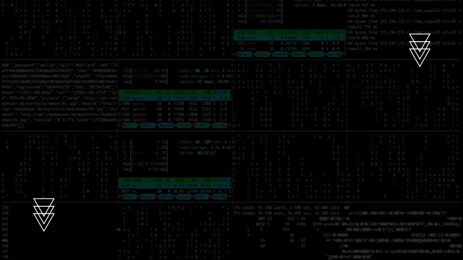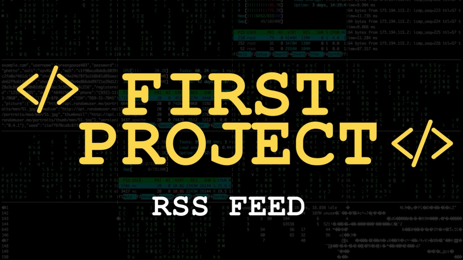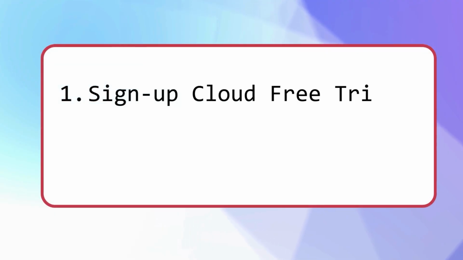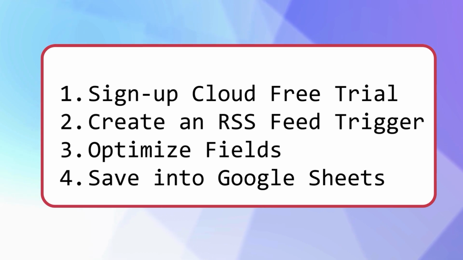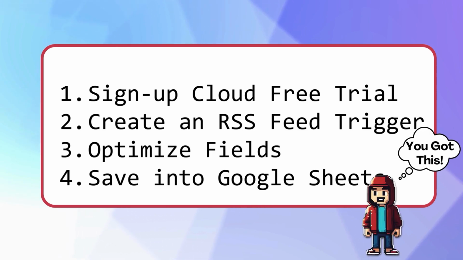And the best way to learn is to get started, which leads us into the first project, RSS Feed. We're going to really get your hands dirty with n8n workflows. We're going to learn how to sign up for a free cloud trial, create an RSS feed trigger, optimize the output, and then save that into a Google Sheet. You're really going to learn some of the basics needed to understand n8n with this project. So let's go ahead and get started.